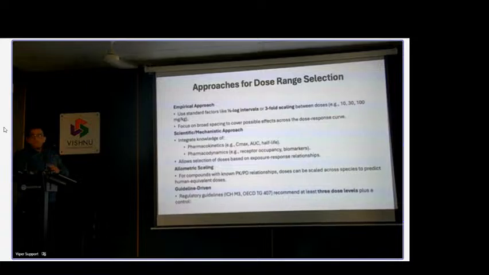In the dose range selection, you would use multiple approaches. That could be an empirical approach. There could be half-log or threefold scaling, for example, like 1, 3, 10, 30, and 300, something like that. Or a scientific or mechanistic approach, that is like pharmacokinetic data. If you have available pharmacokinetic data, that would be helpful to decide your dosing.